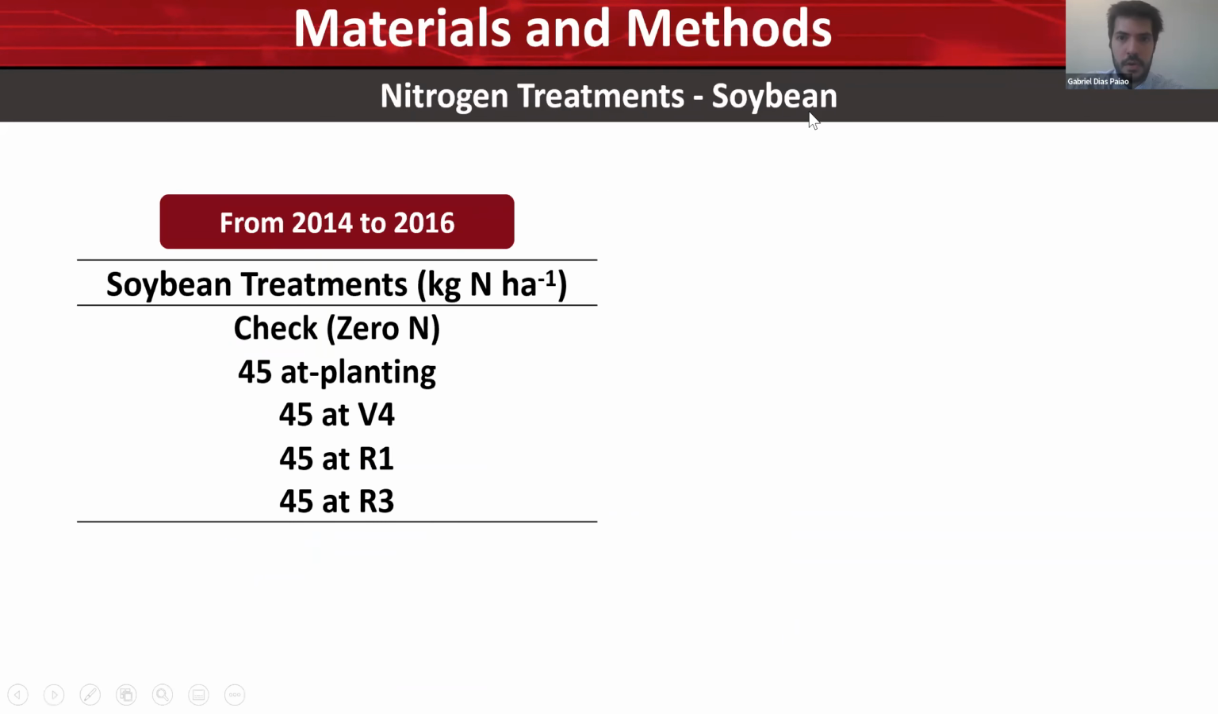The nitrogen treatments for soybeans, so from 2014 until 2016, we had 5 treatments. So a check with no nitrogen, and then 45 kilograms per hectare applied at planting, or at V4, or at R1, or at R3. And the idea here was to investigate the effect of nitrogen application timings for soybean production. If, for example, early season nitrogen applications are more beneficial, or later in the season nitrogen applications are better. And so to allow us to make those types of comparisons.